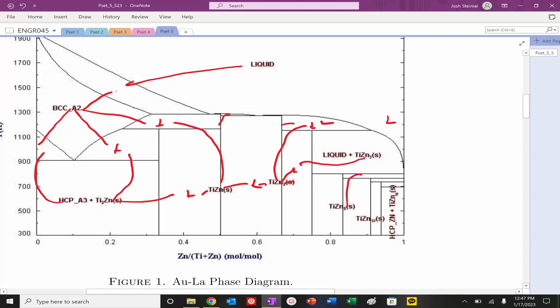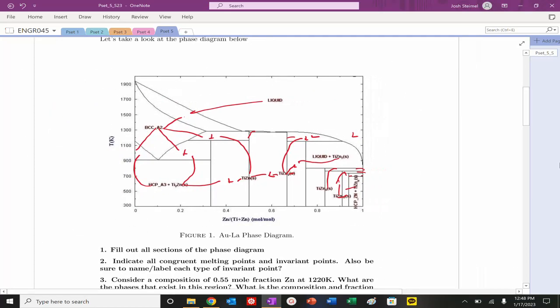This will be this phase plus whatever this solid phase here, this phase plus whatever that solid phase is here, this solid phase plus basically this solid phase right here. This is a two-phase region, and then this will also be this solid phase here plus that. So again, you know how to fill out the phase diagrams effectively at this point.